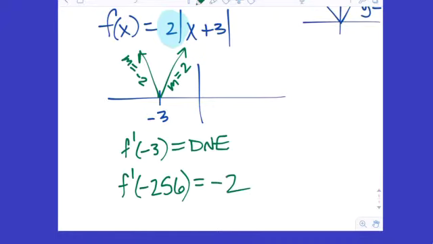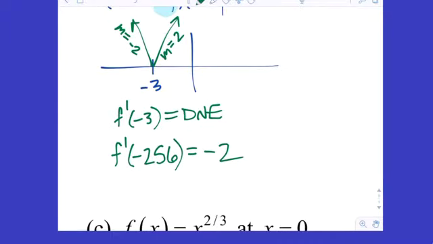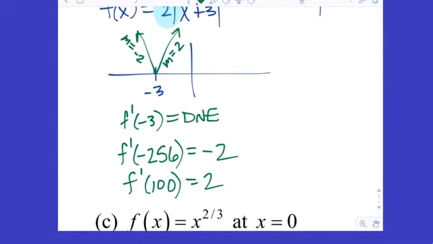Negative 2. Excellent. The slope everywhere to the left of the vertex, negative 3, is going to be negative 2 because it's a line. It's the same everywhere to the left. And what would f prime of 100 be? Positive 2. Yeah, anything to the right of negative 3 is going to have a slope of 2.